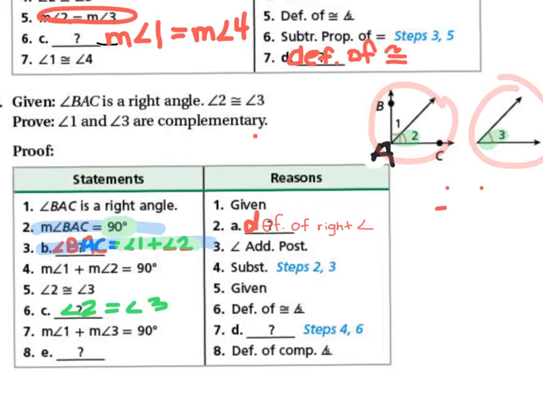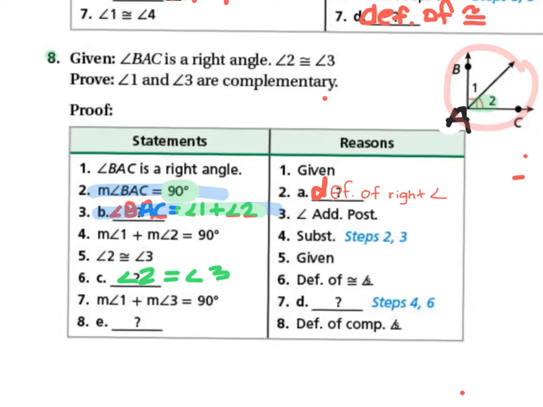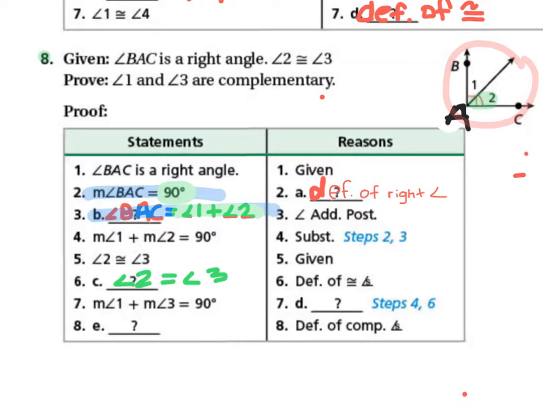And then 7 says that the measure of angle 1 plus the measure of angle 3 equals 90. How did I get there? Almost. What did we do? You substituted one angle in for the other. Okay? So that's substitution. I took this statement here that said the measure of angle 1 plus the measure of angle 2 equals 90. And then I took this statement here that said 2 equals 3. And instead of the 2, I plugged in the 3, which is substitution.